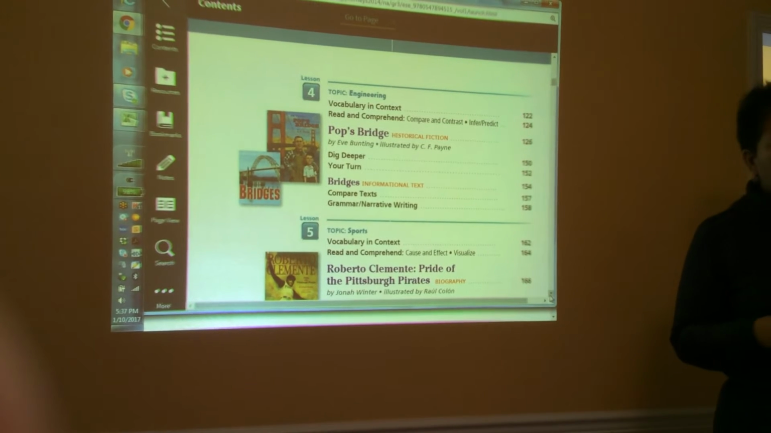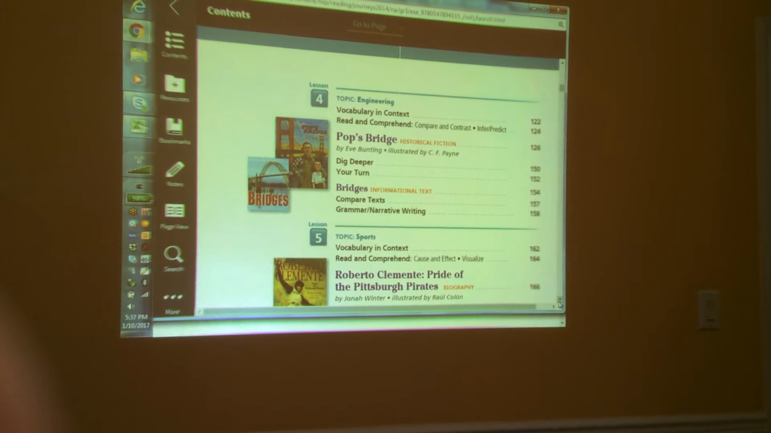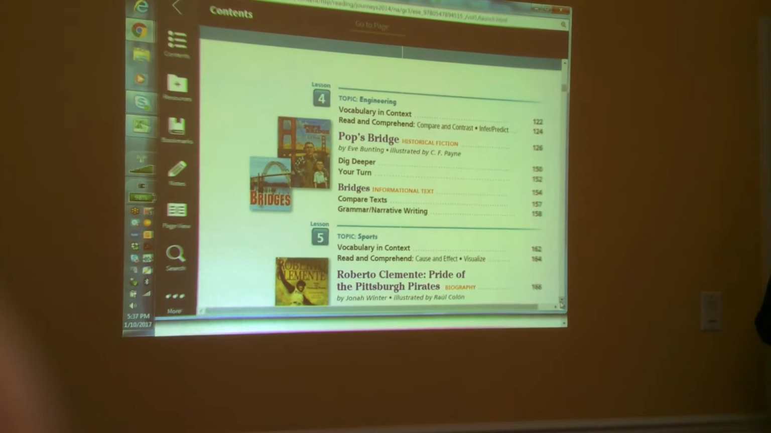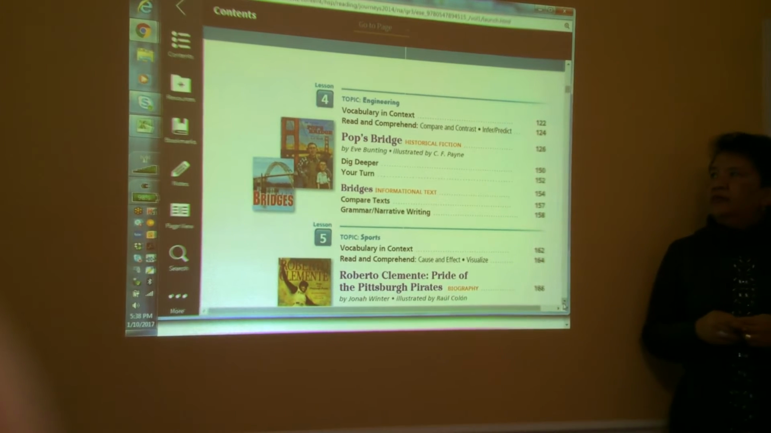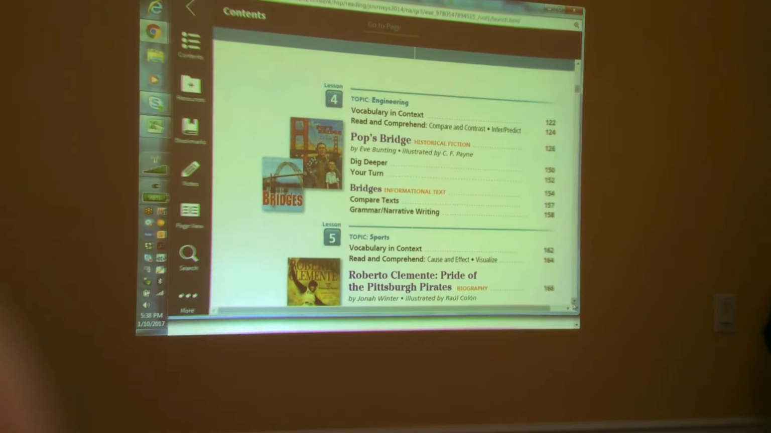What will Charlie be working on in Lesson 4? That's right, he'll be working on comparison and contrast and inference and predictions. What else do you notice about the lesson structure?